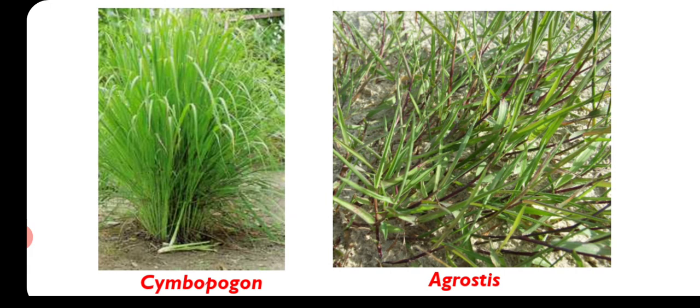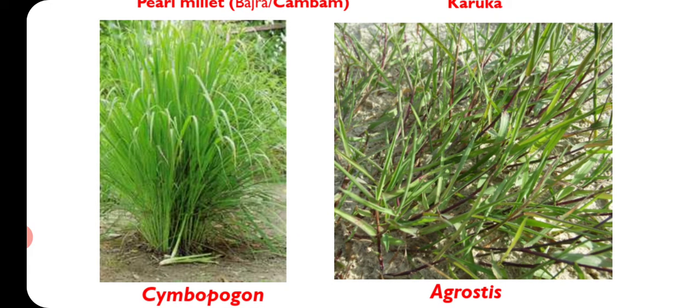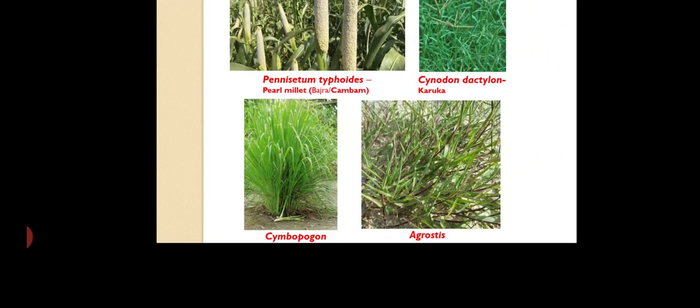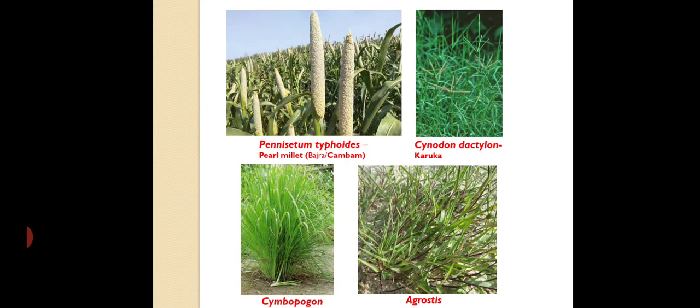This is a genus with that strong smell of lemon, and it is very widely used to extract lemongrass oil. Okay. Then Agrostis, and this is also very common. So these two are used as fodder.